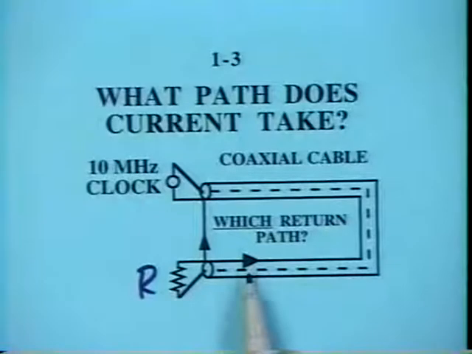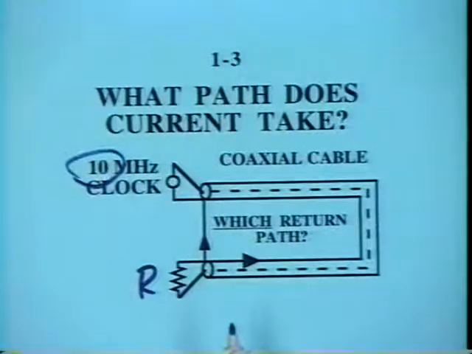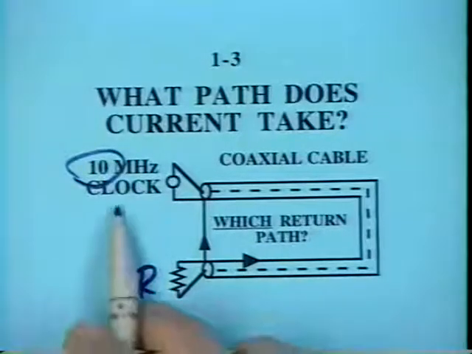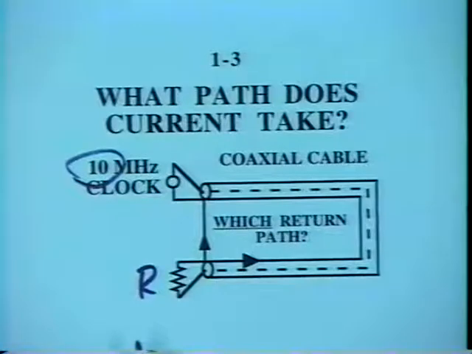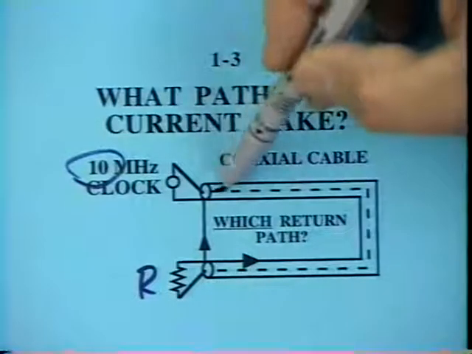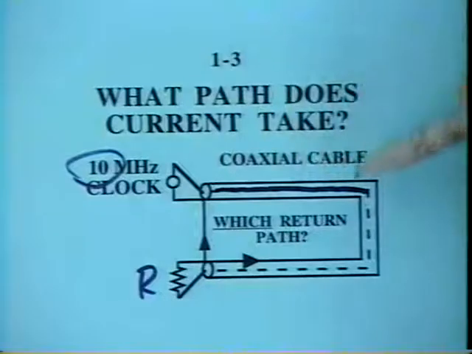So in this case, we're trying to figure out what is the actual path of the current. We're assuming a relatively high frequency, several megahertz, 10 megahertz in this situation. And if it's a clock signal, well, of course, it's got harmonics at 30, 50, 70, 90 megahertz and so on. So a moderately high frequency current. What path is this current going to take? The current is going to go down the center conductor of the coax cable.